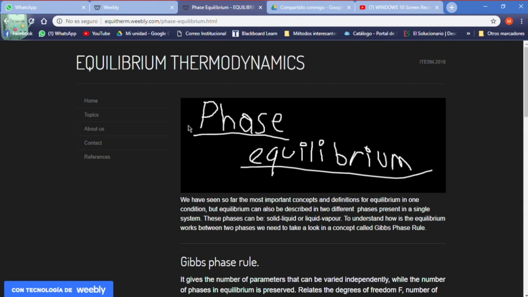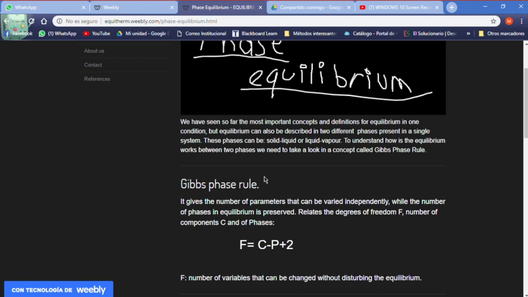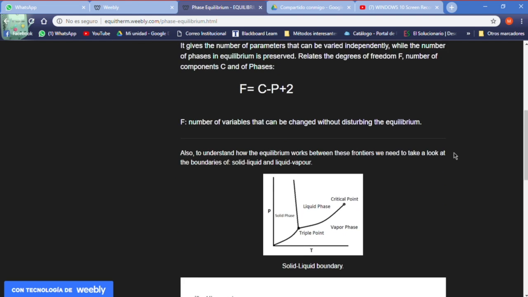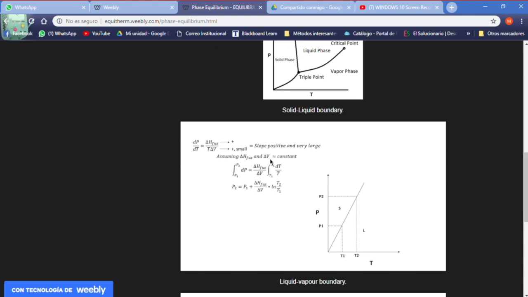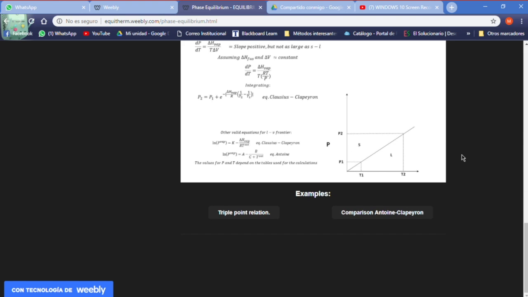In this tab, we analyze what the phase equilibrium is and how it's developed. First, we start with the Gibbs phase rule to know the number of variables you can change without disturbing the equilibrium. Then we also include some diagrams and some examples of how the liquid-vapor and solid-liquid boundaries work. And for last, we include some examples of how to calculate the equilibrium between liquid and vapor and solid and liquid, and also the triple point, which is where the three phases of a substance can be in equilibrium.